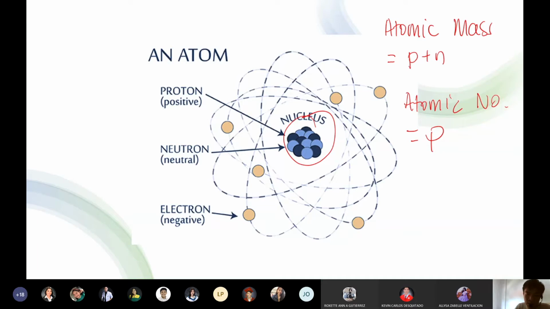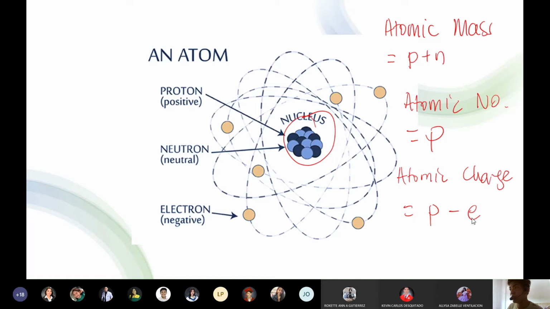Lastly, we can describe the atom based on its atomic charge. So atomic charge is just the difference between protons and electrons. If the number of protons and electrons are the same, then your atom is 0 in charge. That means it is neutral. If you have more protons than electrons, your atom will be positively charged. Kunwari, nagtanggal ka ng electron dito. Kunwari, tinanggal ko yan. So there will be less electrons than protons na.